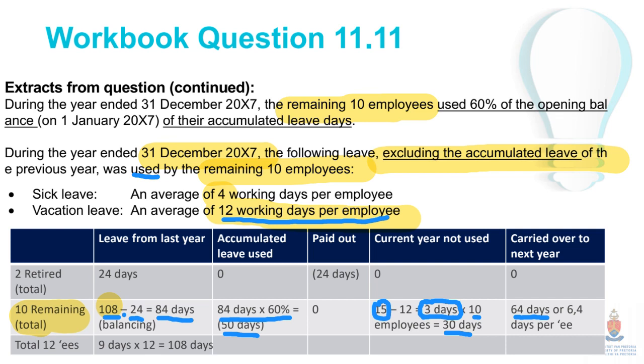And then the question is how many employees we have? We've only got 10 remaining. So 3 times 10, 30 days. Now we've got 30 days from the current year that are unused. We need to now add the 34 days from the prior year. Remember, we had 84, then we used 50. So now we've got 34 from the prior year. So we add the 34 plus 30 to get 64 days that we're taking over into 2018. Okay.